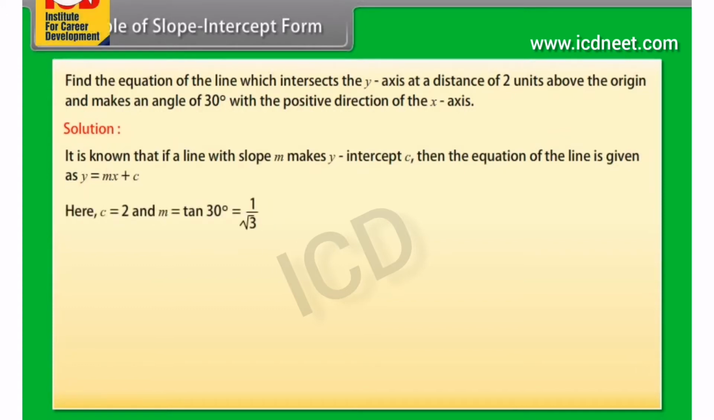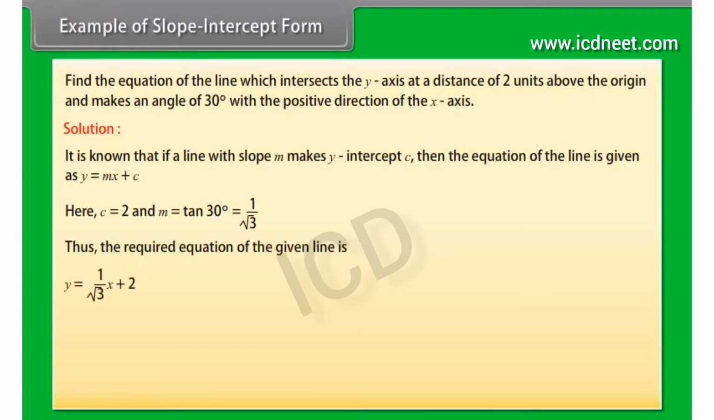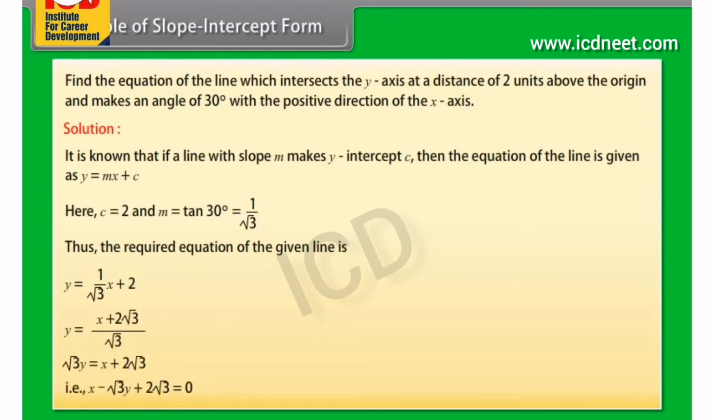Here, c is equal to 2 and m is equal to tan 30 degrees, which is equal to 1 by root 3. Thus, the required equation of the given line is y is equal to x by root 3 plus 2. It can be simplified to x minus root 3 y plus 2 root 3 is equal to 0.